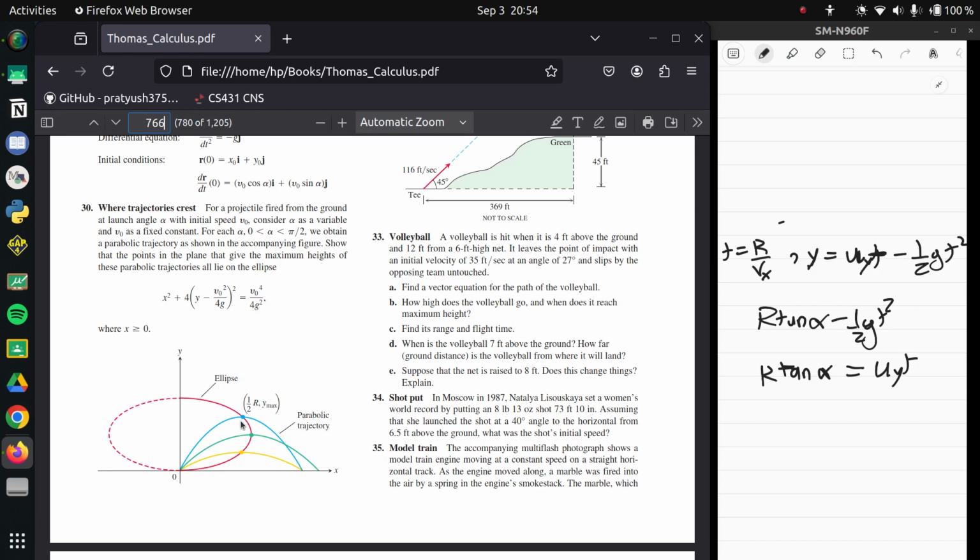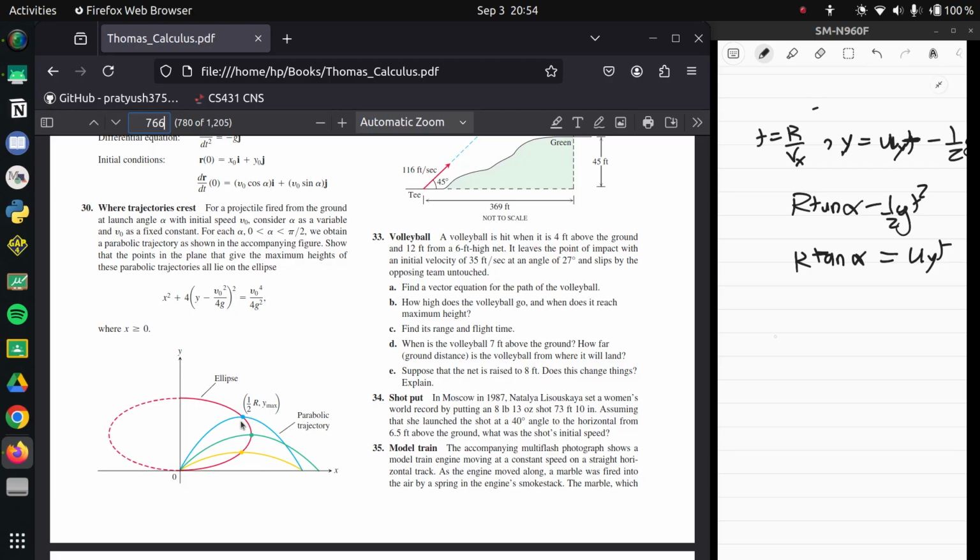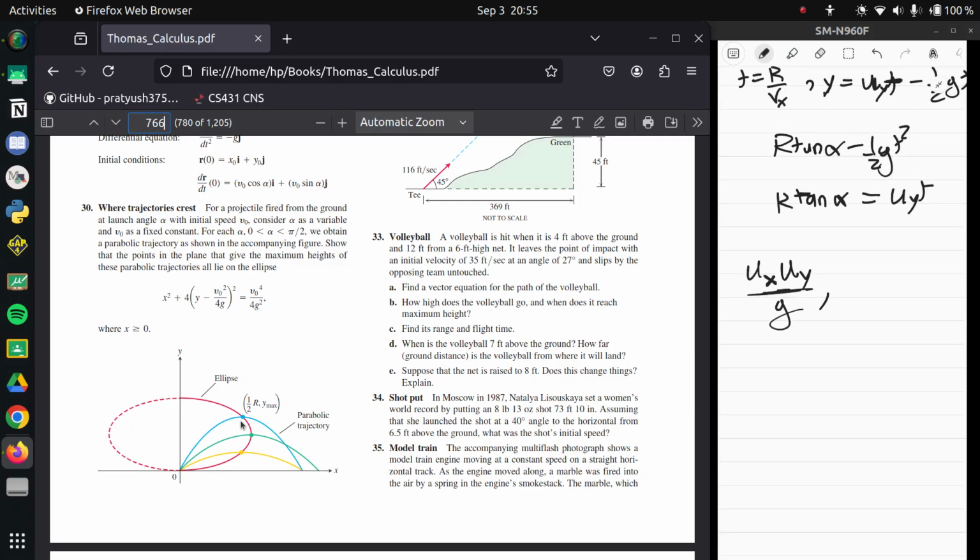Just find the xy coordinates. So just r by 2, so r is just like ux uy upon g. So that's r by 2, and then the y coordinate is just h. So what is h? It's half the time for, so just 2 uy upon g, half of that. It's like uy upon g.